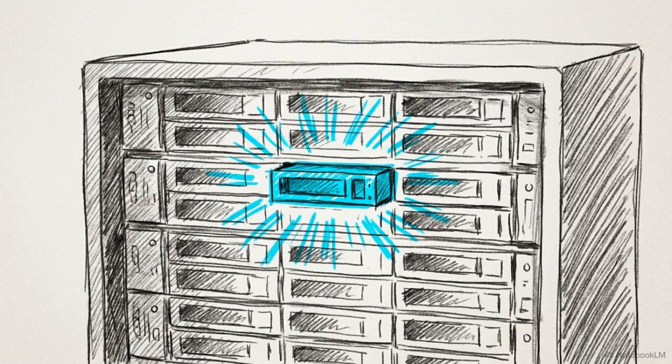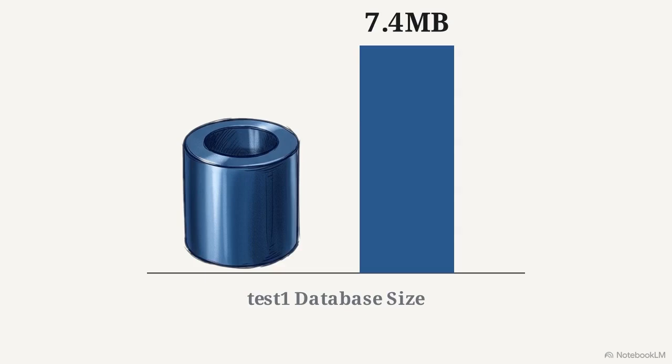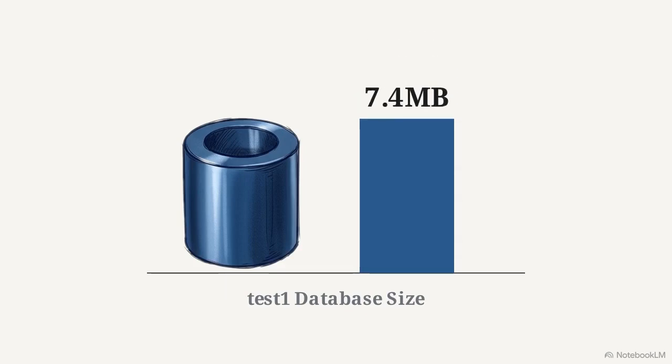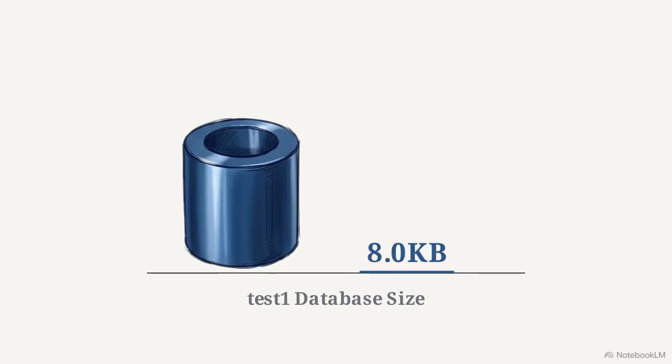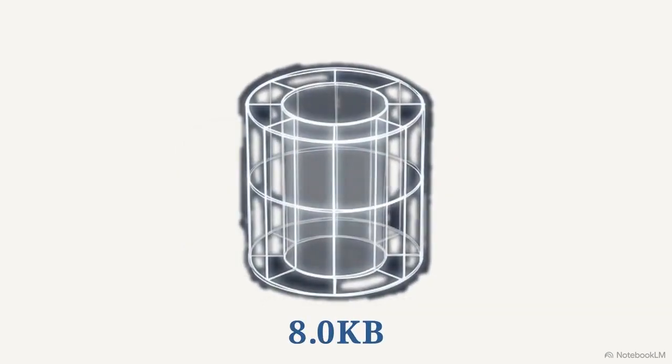The primary goal of this entire process was to save disk space on the target recovery machine. We can quantify the results by looking at the physical disk usage of test1. Before the restore, it occupied 7.4 megabytes. After this selective restore, its directory size is exactly 8.0 kilobytes. Those 8.0 kilobytes consist only of the minimal write-ahead log data written during the recovery phase.